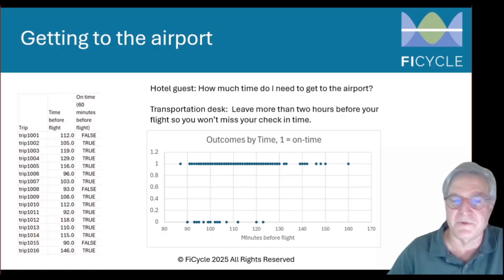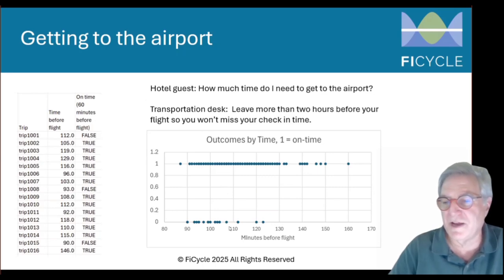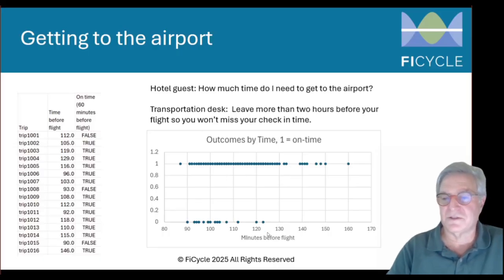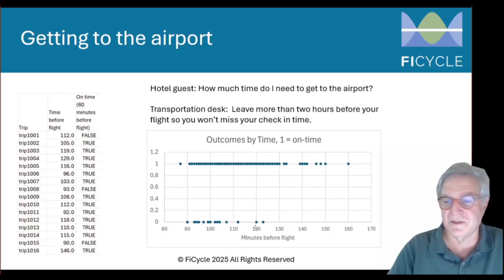So we have data that we've collected over time for various trips, the time that the person left before the flight, and whether or not they were on time. And then we've graphed this data, the minutes before the flight, and the outcome. 0 means you were late, and 1 means you were on time. So looking at this, the transportation desk might say, oh, look, 120 minutes, maybe a little bit more than that. If you leave more than 2 hours, you're likely to make it on time because it looks like no one has been late if they left more than, let's say, 125 minutes before their flight. But maybe we can do a little bit better than this.